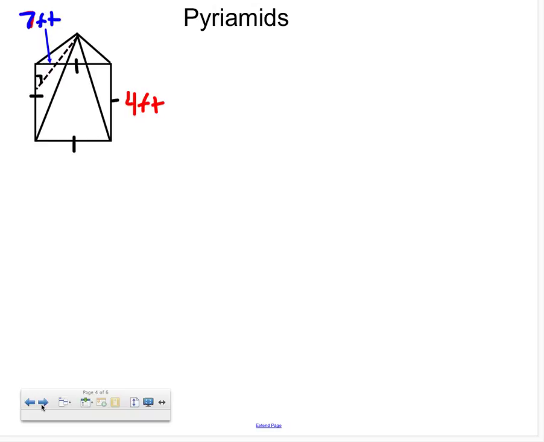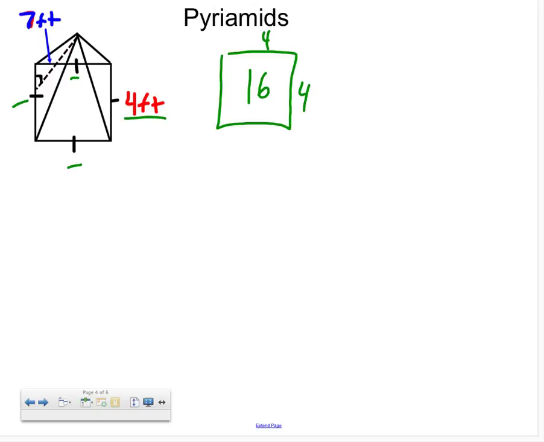Well, we're going to start with the base shape, which is the square. Again, these little dash marks mean that each side is the same. So if this side here is 4, that means every other side with a dash mark is also 4. So we have a square that's 4 by 4, which gives me an area of 16. That one didn't go so bad.